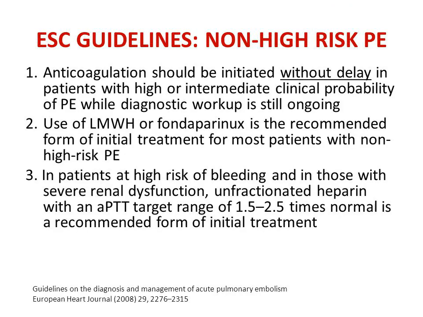ESC guidelines: non-high-risk PE. 1. Anticoagulation should be initiated without delay in patients with high or intermediate clinical probability of PE while diagnostic workup is still ongoing. 2. Use of LMWH or fondaparinux is the recommended form of initial treatment for most patients with non-high-risk PE. 3. In patients at high risk of bleeding and in those with severe renal dysfunction, unfractionated heparin within a target range of 1.5 to 2.5 times normal is a recommended form of initial treatment. Guidelines on the diagnosis and management of acute pulmonary embolism. European Heart Journal, 2008, 29, 2276 to 2315.